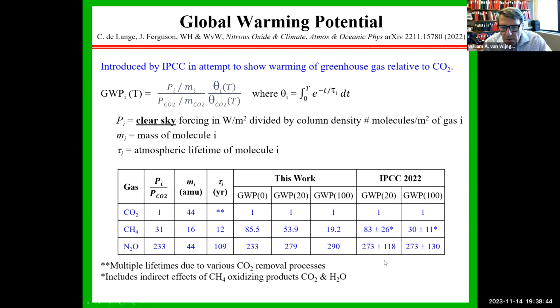And these are the values in the IPCC a few years ago. They get slightly higher values for methane. We believe the reason is that when methane goes into the stratosphere, it breaks down, it oxidizes and produces a CO2 and water vapor molecule. Those, of course, are greenhouse gases. So the products of that methane breakdown, they like to include in the greenhouse effect of methane. This is a so-called indirect effect. We did not do that. For nitrous oxide, our values are very close to what people calculate.